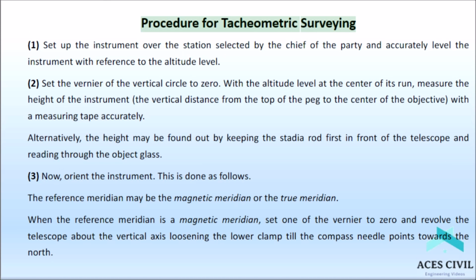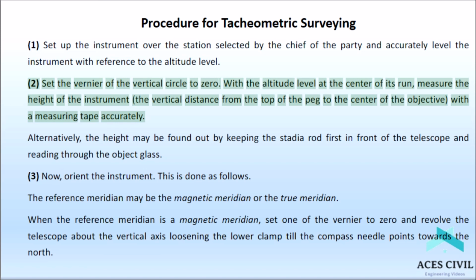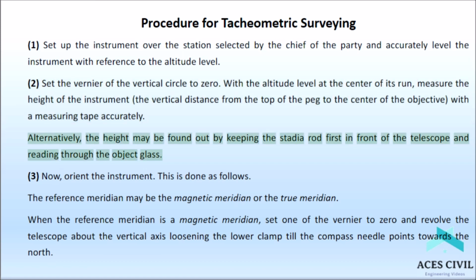Procedure for tacheometric surveying. 1. Set up the instrument over the station selected by the chief of the party and accurately level the instrument with reference to the altitude level. 2. Set the vernier of the vertical circle to 0. With the altitude level at the center of its run, measure the height of the instrument, the vertical distance from the top of the peg to the center of the objective, accurately with a measuring tape. Alternatively, the height may be found out by keeping the stadia rod first in front of the telescope and reading through the object glass.